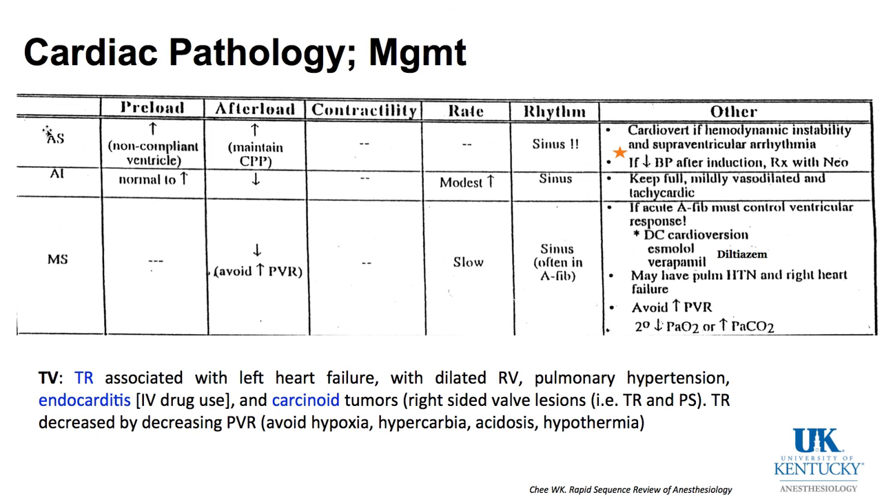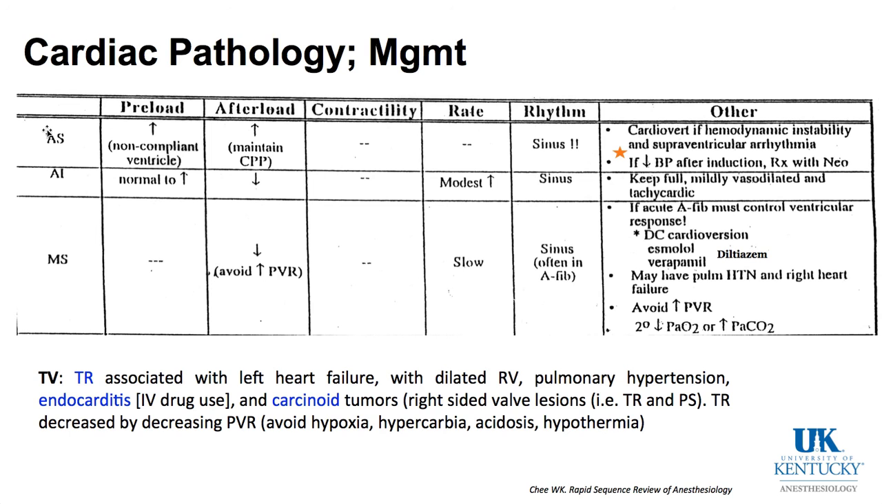If their blood pressure is going down and they are in sinus rhythm, keep the SVR up with a drug like phenylephrine. In the case of aortic insufficiency, you want to maintain preload. You need the heart rate to maintain or slightly increase, and you definitely do not want afterload to go up. If that patient has an increase in afterload, more will go back through that insufficient aortic valve during diastole. So you want to keep them relatively full, mildly vasodilated, lower SVR, and relatively tachycardic.